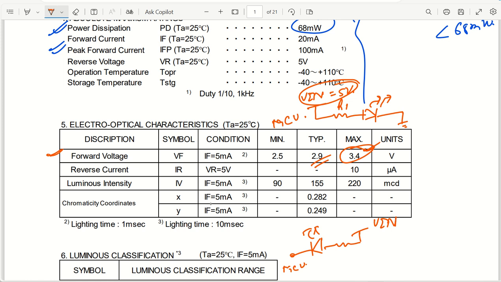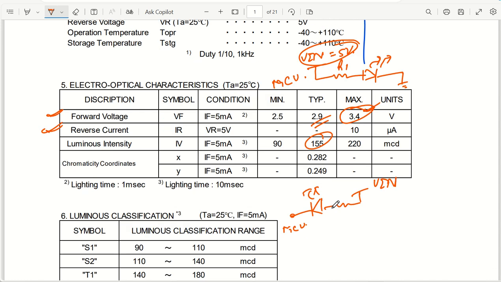Similar to that, reverse current will have 10 microampere. Luminous intensity, as you can see, is going up to typical 155 millicandela, and chromaticity coordinates, x coordinate is 0.282 and y coordinate is 0.249. Okay.